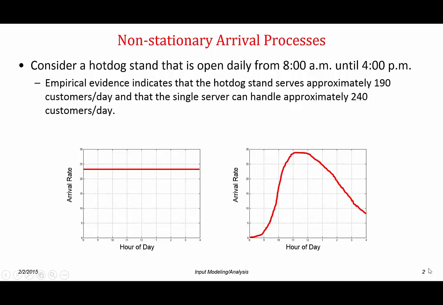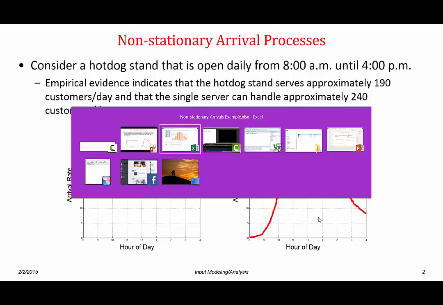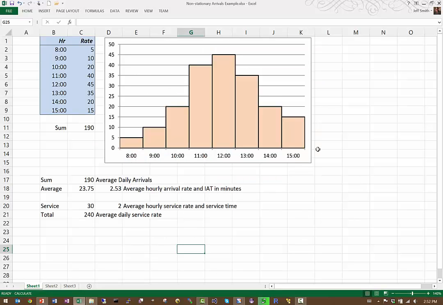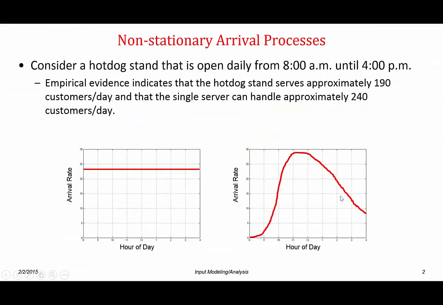To model our non-stationary arrival process, we're going to use what's called a piecewise linear approximation. If we look at this in Excel, you can see that I've divided our day from 8 to 4 into hourly time blocks, and then we've specified a different arrival rate for each one of the hourly blocks. So we say that we have 5 customers per hour from 8 to 9, 10 from 9 to 10, 20 from 10 to 11, and so on. And so you can see that this piecewise linear function approximates our non-stationary process.